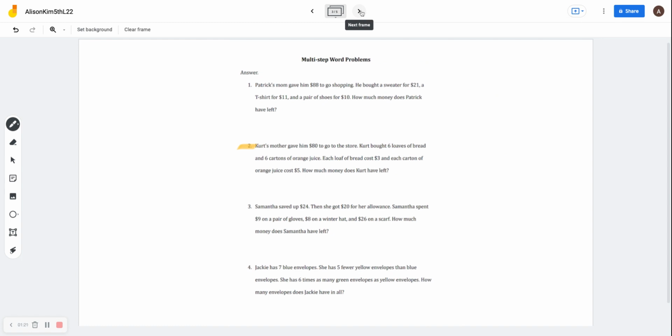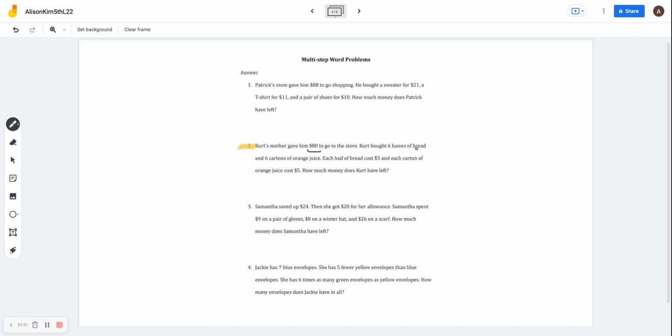Let's do number 2. It says, Kurt's mother gave him $80 to go to the store. Kurt bought 6 loaves of bread and 6 cartons of orange juice. Each loaf of bread cost $3, and each carton of orange juice cost $5. How much money does Kurt have left? So let's organize the information that's given to us. At most, Kurt can spend $80, right? Because that's how much his mother gave him. So he can't go over $80.